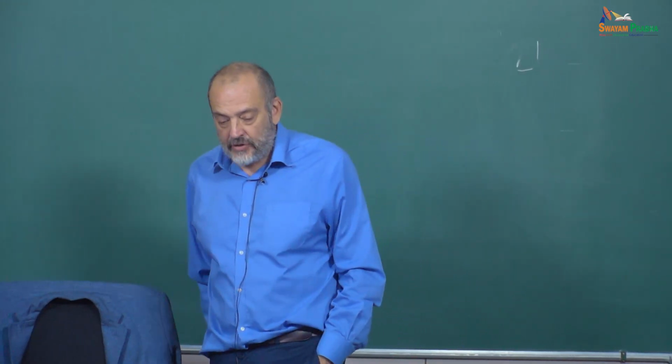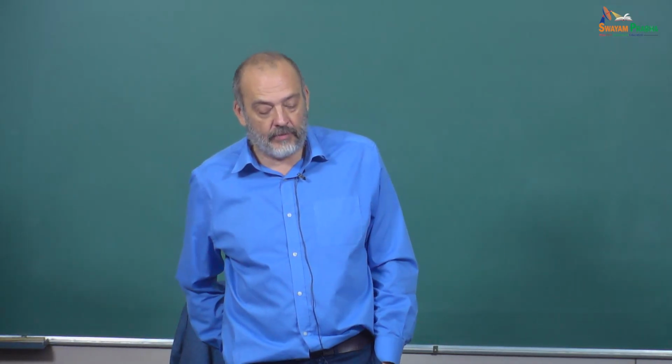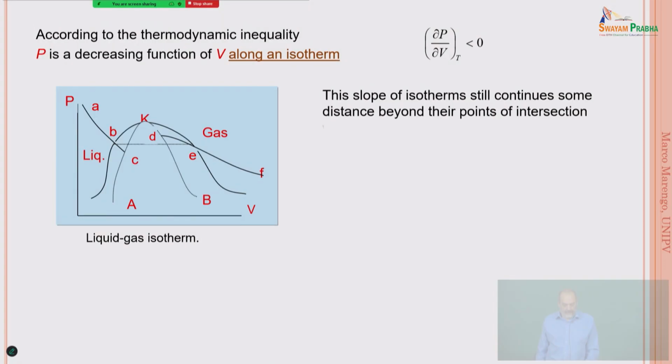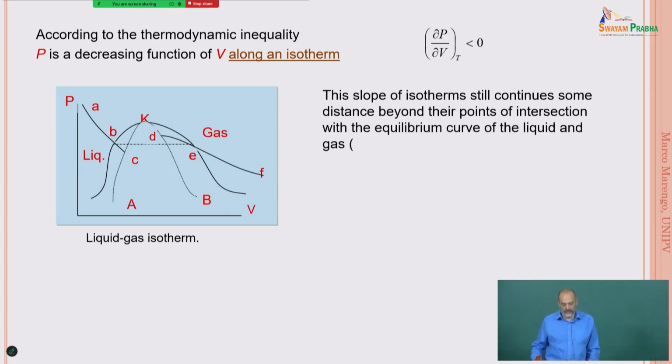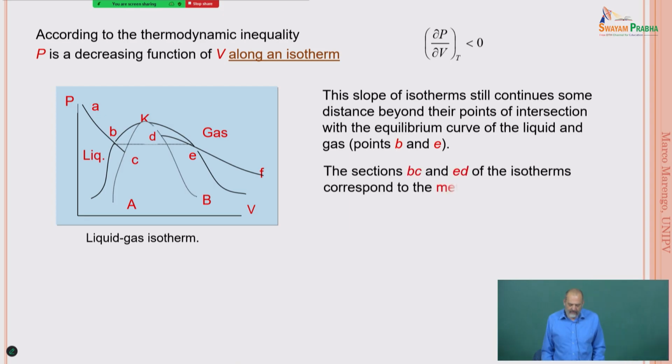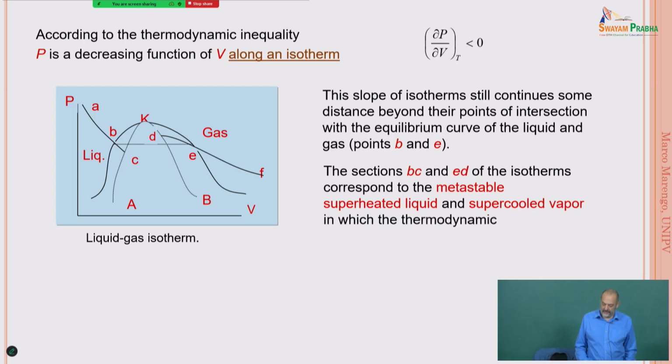So, according to the thermodynamic inequality, the derivative of P over V is less than 0, this means that the pressure is a decreasing function of volume along an isotherm. Okay, so it's going down. But if you see this plot, the slope of the isotherm is not the same. So if you calculate the derivative of the pressure with respect to the volume, you can see that we have, in fact, different sections of this process.